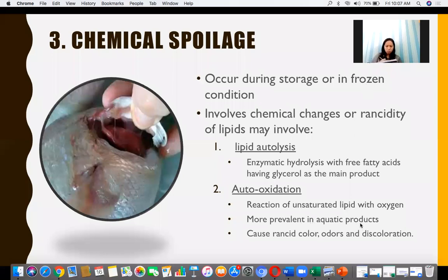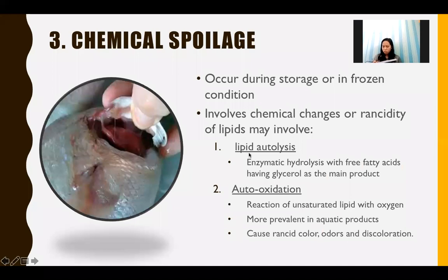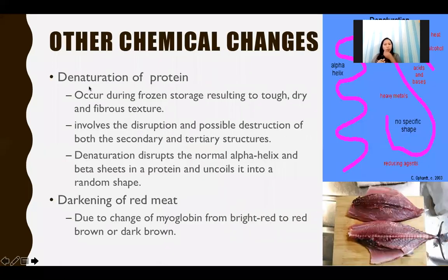Auto-oxidation is more prevalent in aquatic products. It causes rancid colors, odors, and discoloration. So ito yung effect if the fish undergoes auto-oxidation. And then next, other chemical changes. Aside from the mentioned two processes, lipid autolysis and auto-oxidation, the fish also undergoes denaturation of protein. So ano yung denaturation of protein? This occurs during frozen storage, resulting to tough, dry, and fibrous texture.